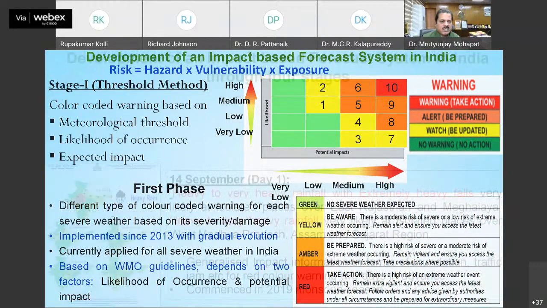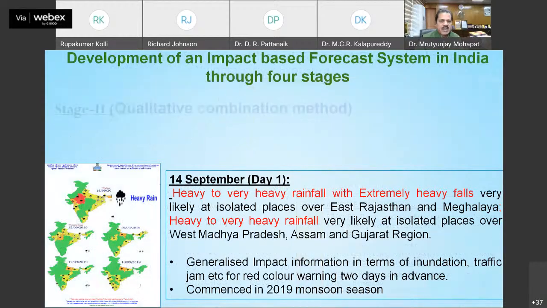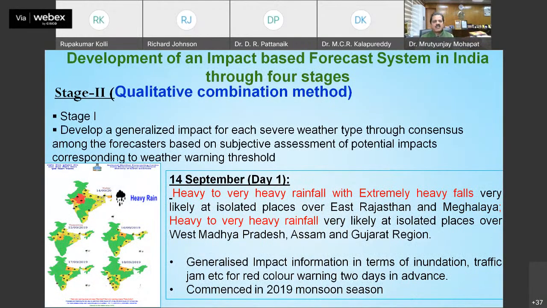But in stage 2, we came up with some kind of qualitative combination with the different types of thresholds. So we defined whether it will be 1-day rainfall, whether it will be the composite of 2 days rainfall, and by that way, we could find out the hazard modeling and hence the expected impacts.